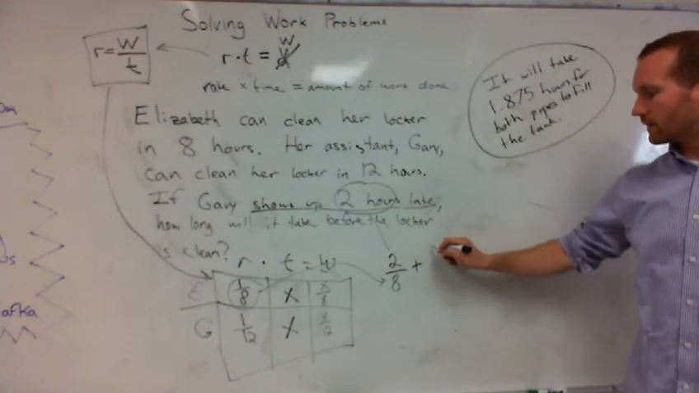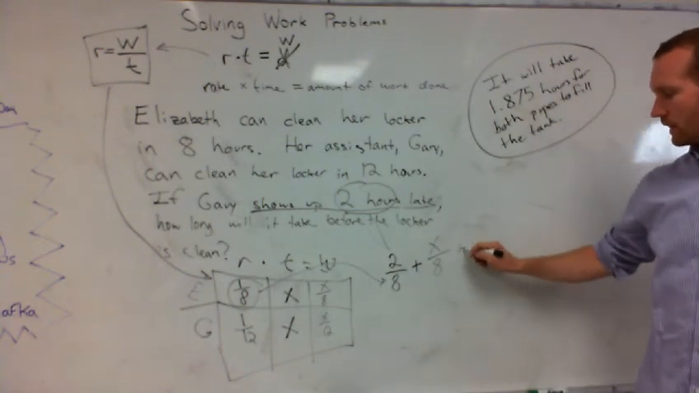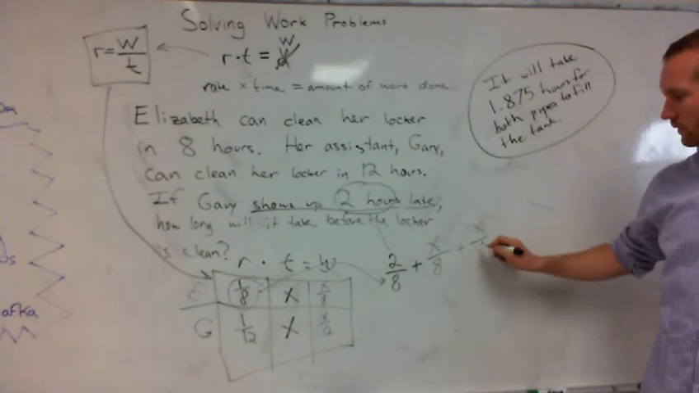So then we're gonna add to that these other rates. X over 8 plus x over 12.